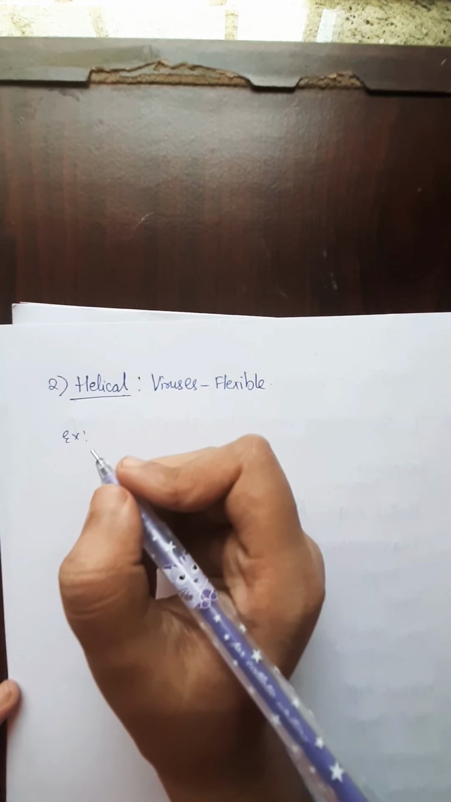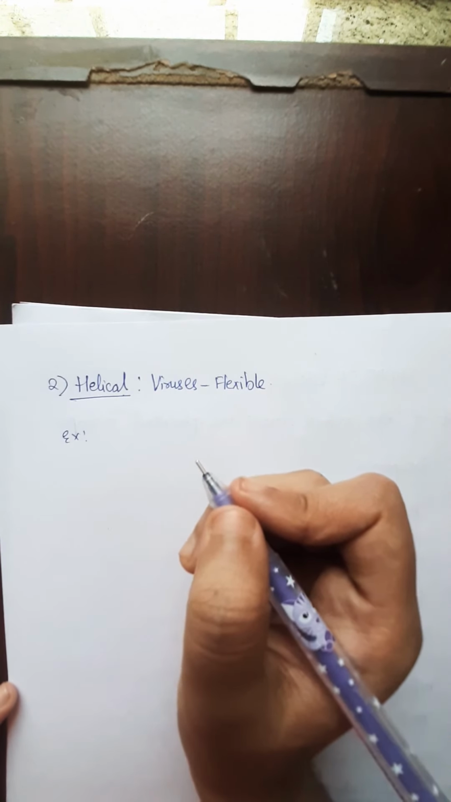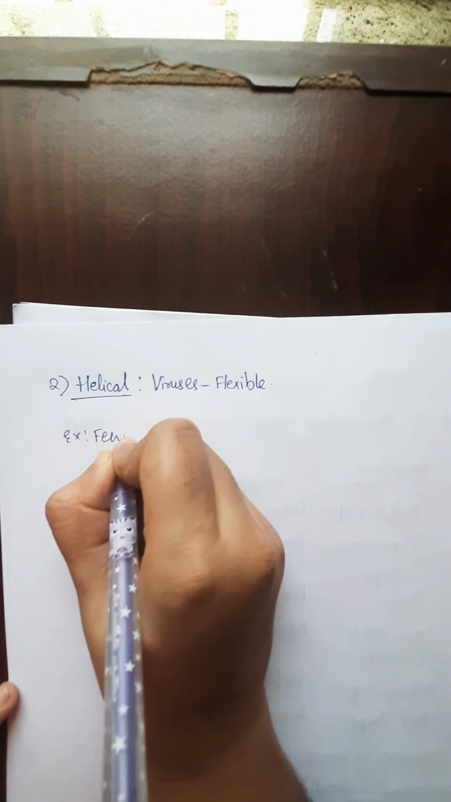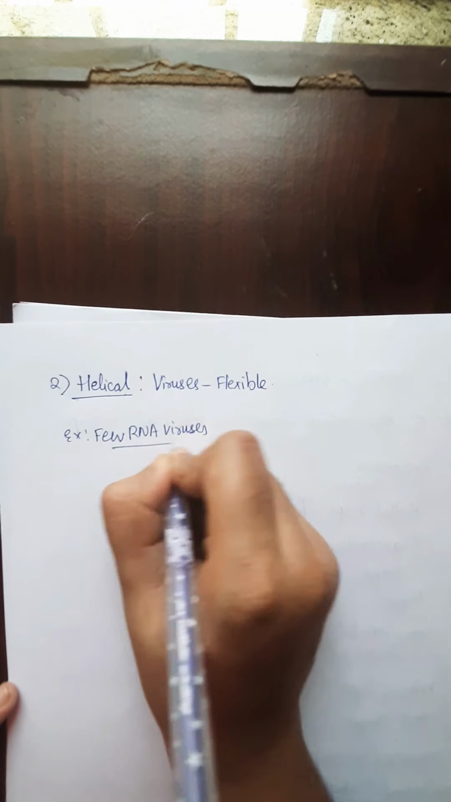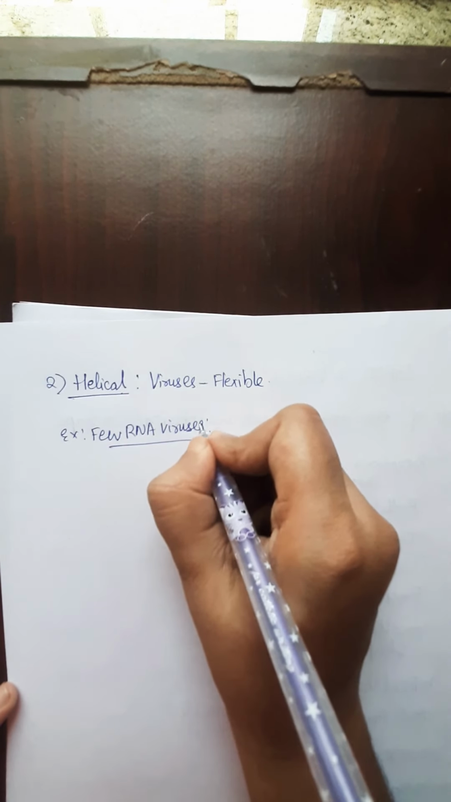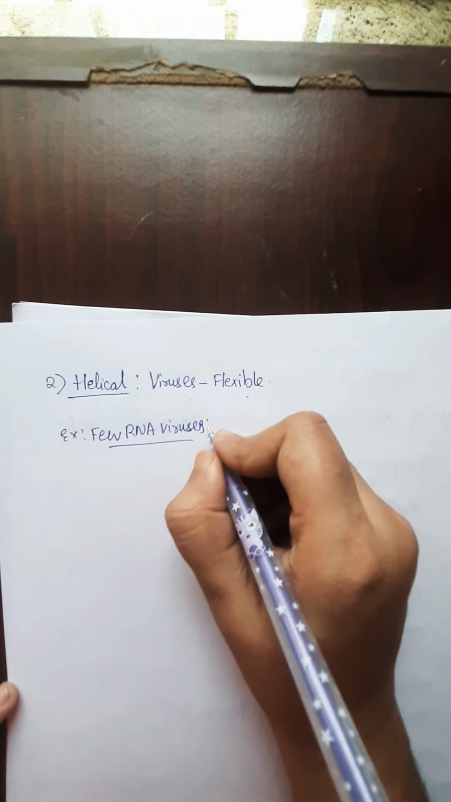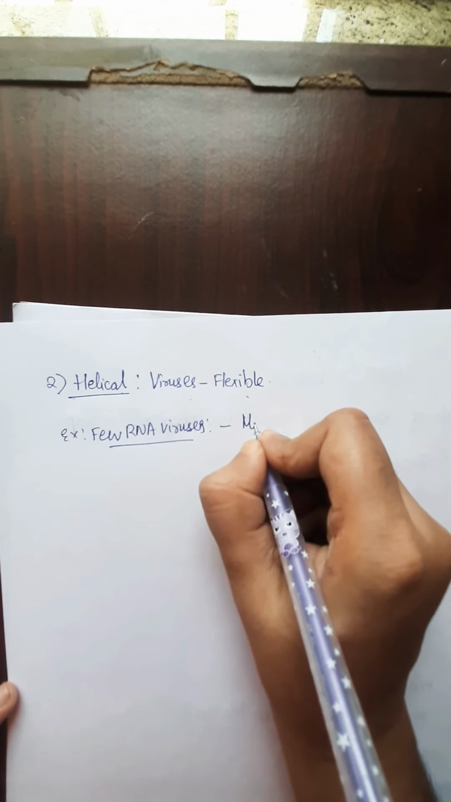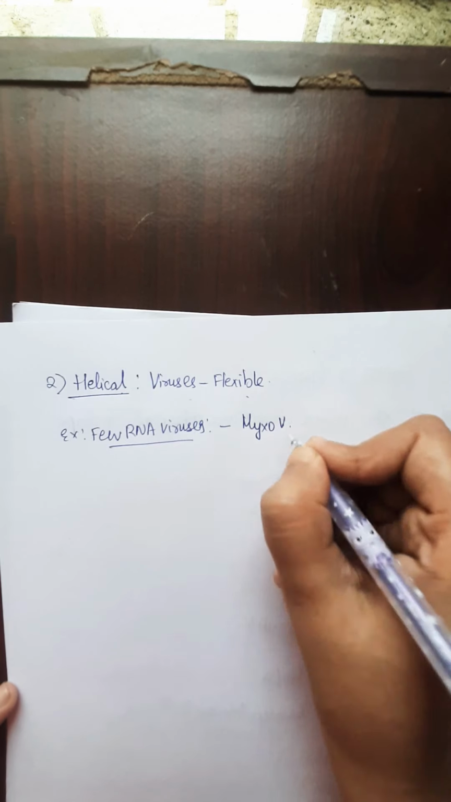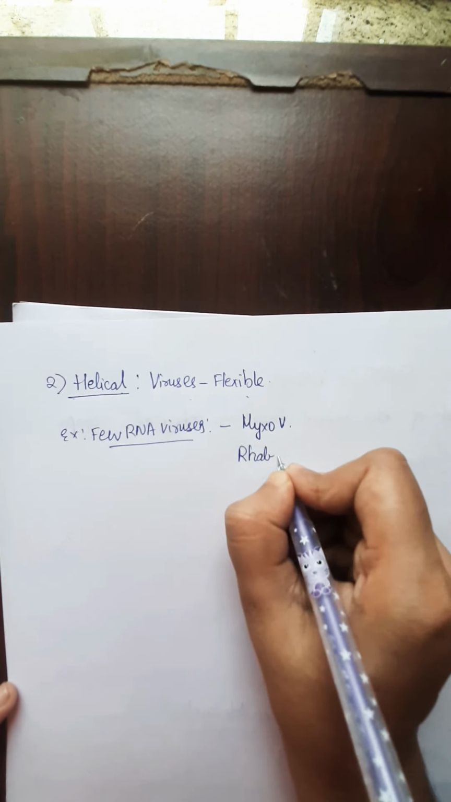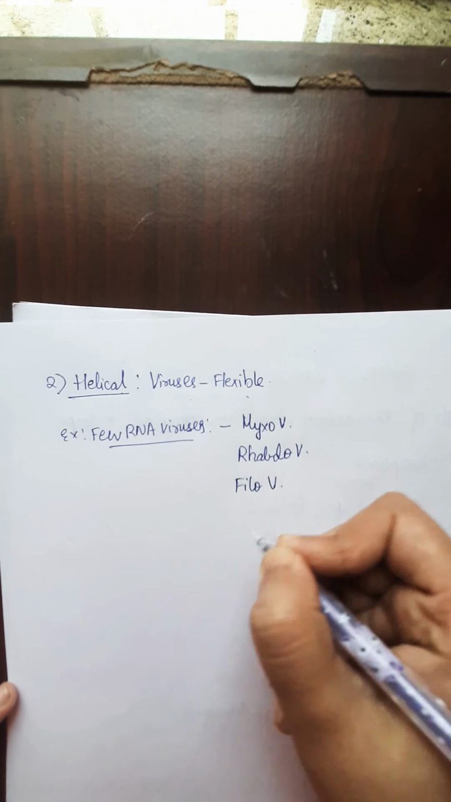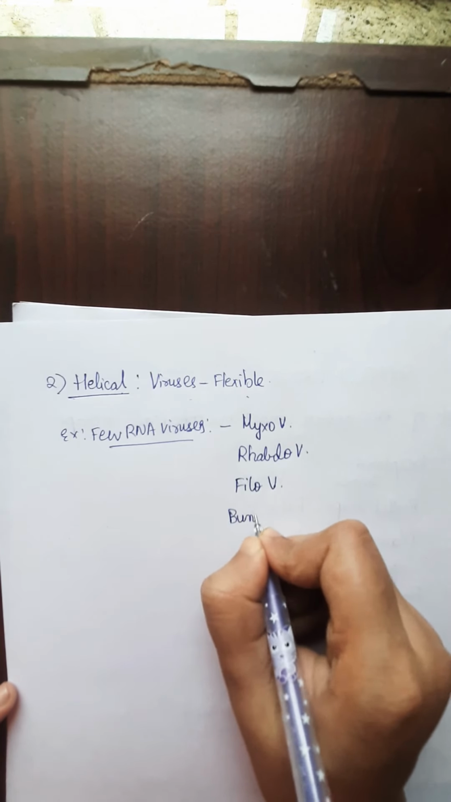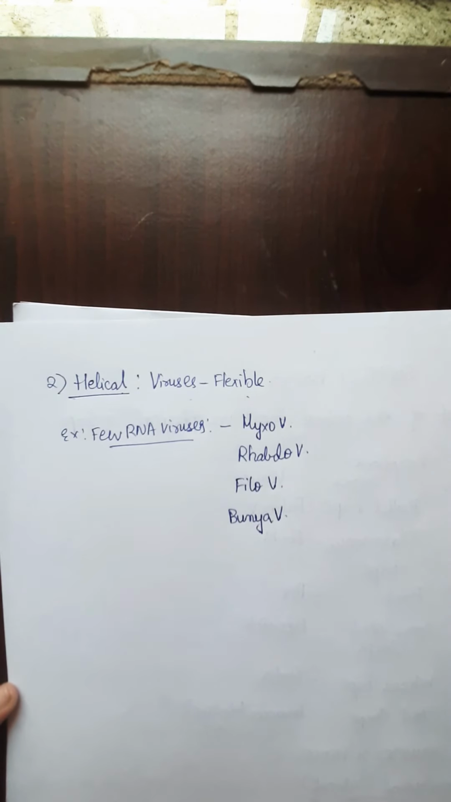Examples of the viruses which have helical symmetry are a few RNA viruses. Only a few RNA viruses have this helical symmetry, which are flexible. Example: myxovirus, rhabdovirus, filovirus, bunyavirus. Myxovirus, rhabdovirus, filovirus and bunyavirus have helical symmetry.